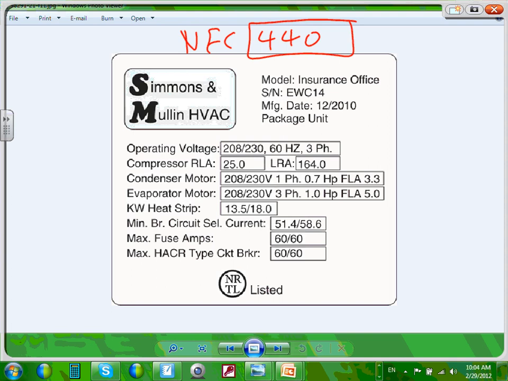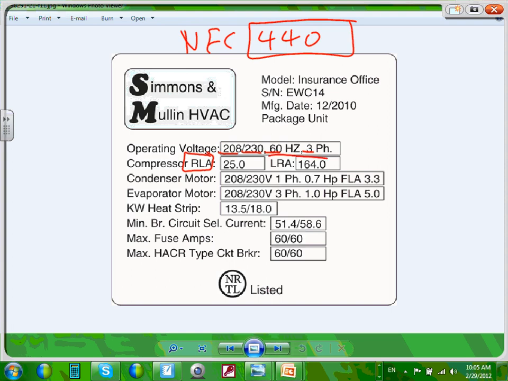For example, when we size the conductors, here's a nameplate, very easy. I can run this system at 2 voltages based on how I wire it. I can run it at 208 or 230, 60 hertz, 3-phase. Compressor rated load amps. They take all the full load amps of all the equipment and give you one value. This is equivalent to the full load current for the motors.